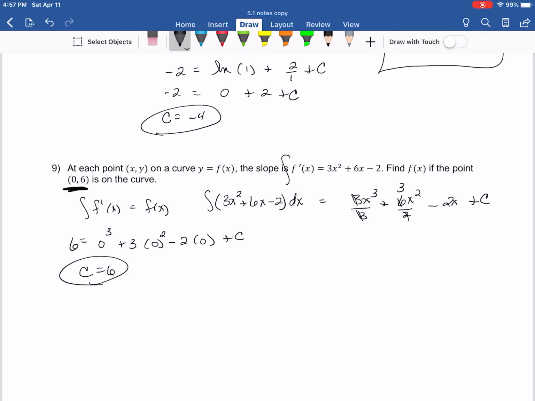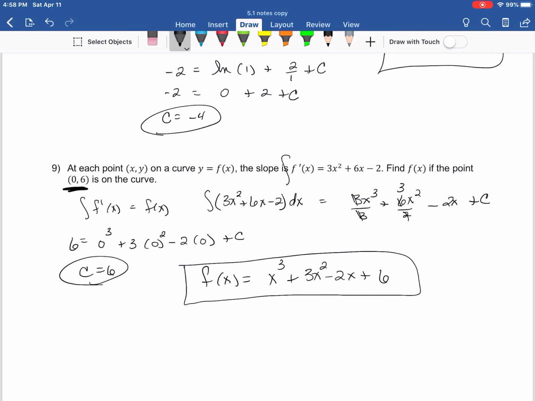And so that means you're allowed to write your exact answer, your antiderivative of f prime, or f of x rather. This is what you're going to write. F of x is equal to x cubed plus 3x squared minus 2x plus, not c this time, because we just found out that for this particular graph, c is equal to 6.